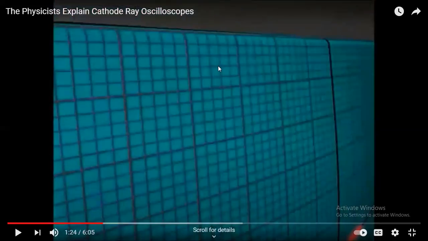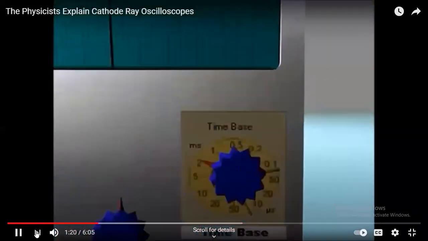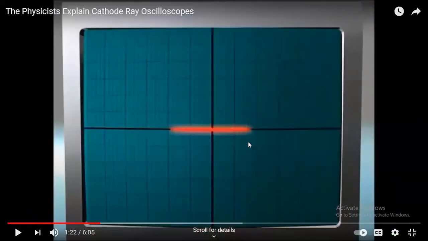So when you put the voltage across the X plates, this is likely what we are going to see. We are going to see something like that. That is an SC on the X plate. So we shall have this horizontal line.